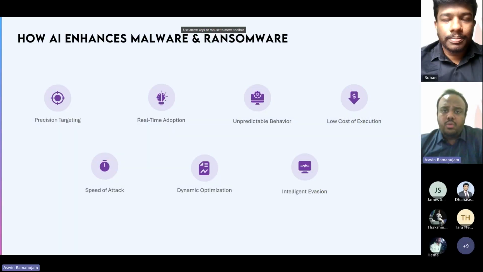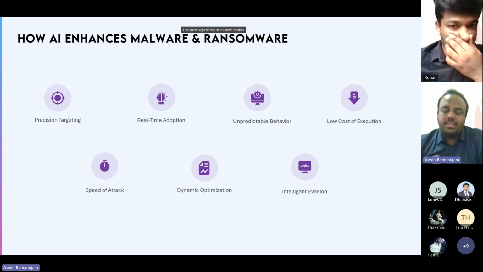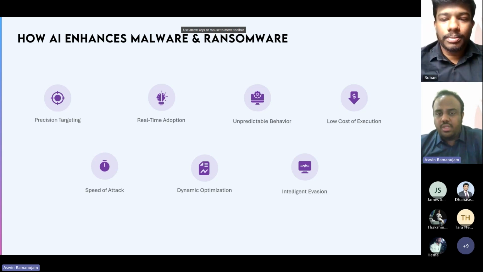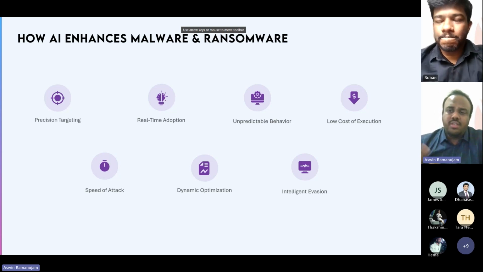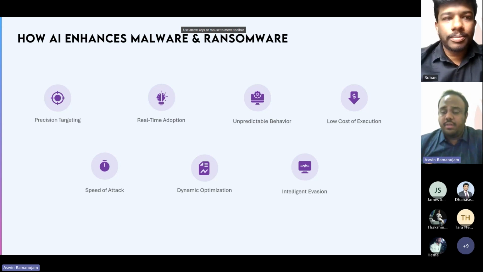And to talk about how AI enhances malware and ransomware, we need to understand how the threat protection tool actually works. The threat protection tool will do a complete analysis of the logs, the network logs, the user action logs. It will log everything. So it will predict the outliers of this particular log and detect that as a suspicious activity and report it to the SOC team. So this is how the traditional threat protection tool works.